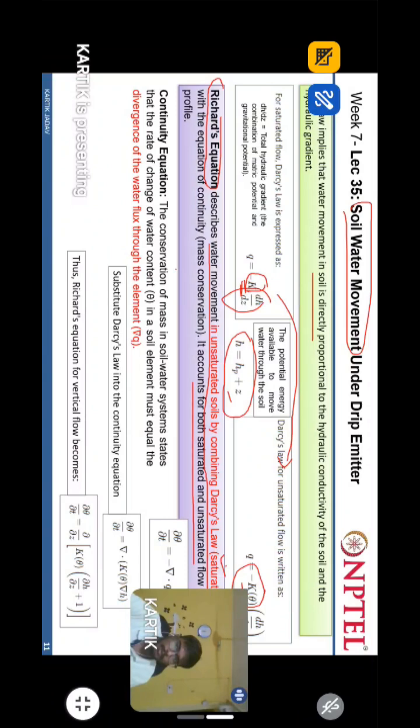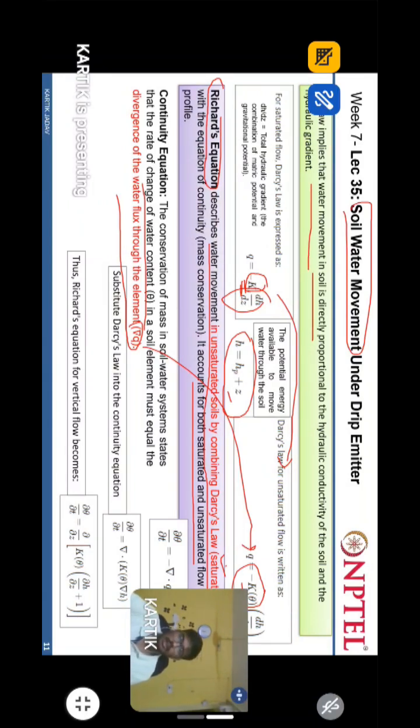Then we have combined this principle with the continuity equation. The continuity equation states the conservation of mass in the soil water system, and it states that the rate of change of water content in the soil element must be equal to the divergence of water flux through the element, right? That is delta q, and that is given by Darcy's law, right? Because it defines the soil water movement.